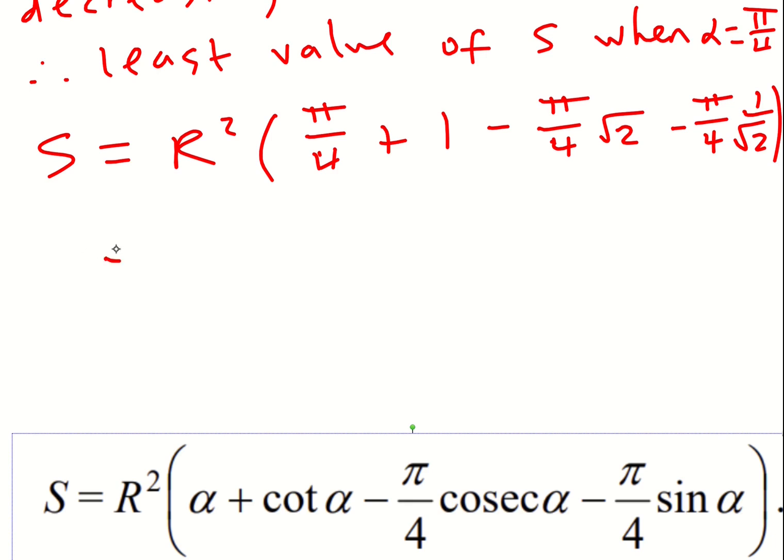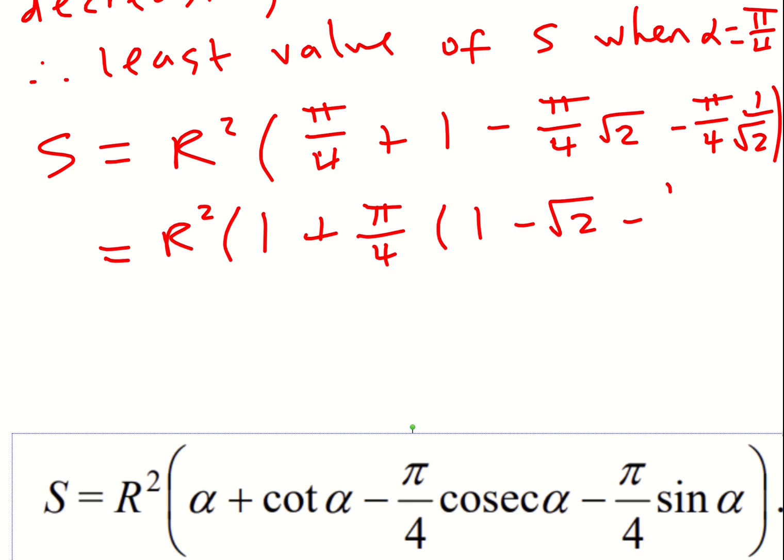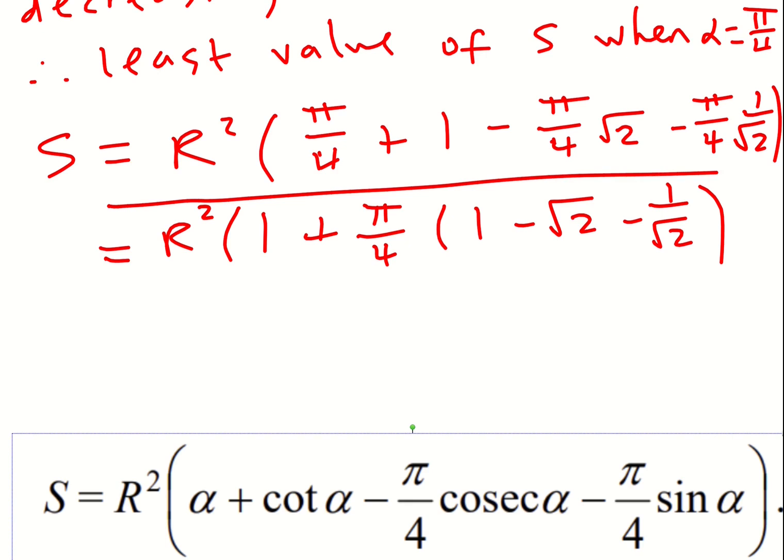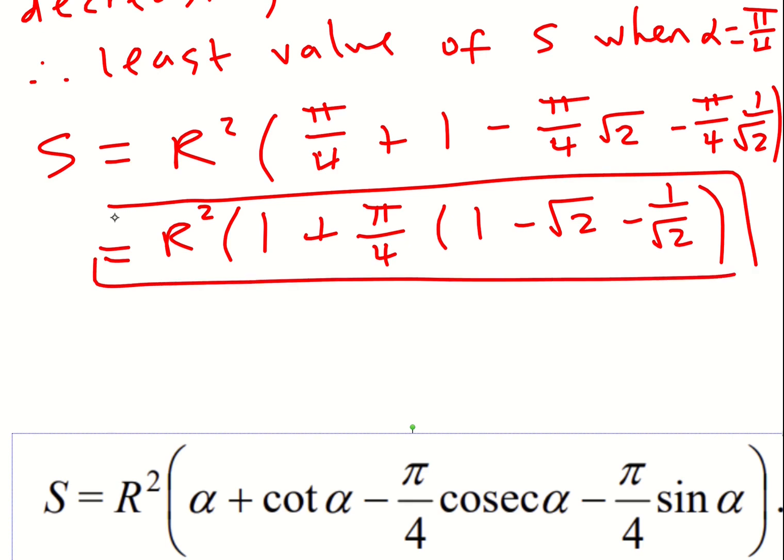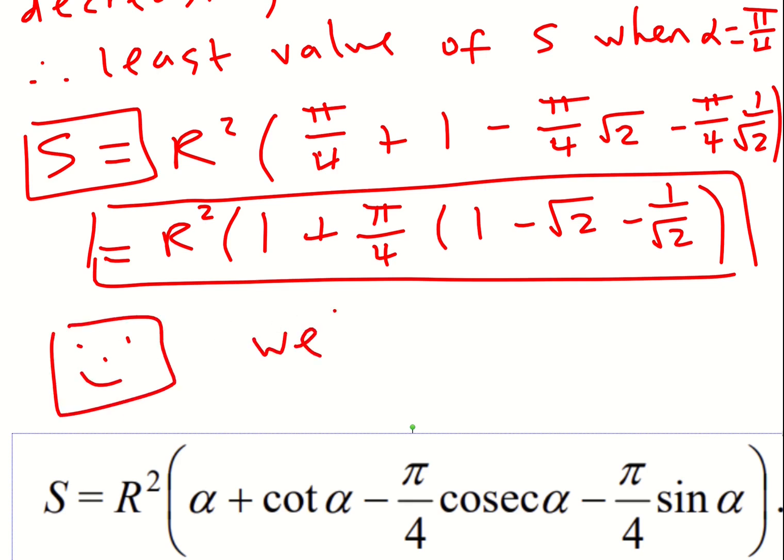We can, why not, tidy that up a little bit. Factorize out the pi over 4 part, and I'm going to get 1 minus root 2 minus 1 over root 2. That is the minimum value on this interval. Okay, good effort, me included.